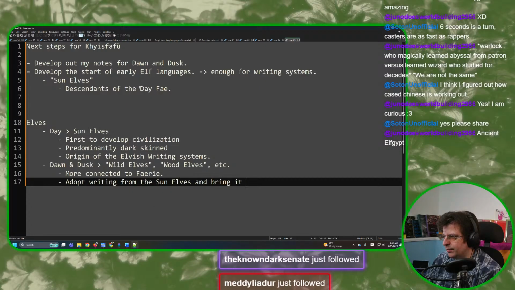And bring it back to... I did actually think the Sun Elves would arrive in a desert. I won't necessarily style them with pyramids and all that, but dark skinned people living in a desert that build civilization tracks with my ideas.